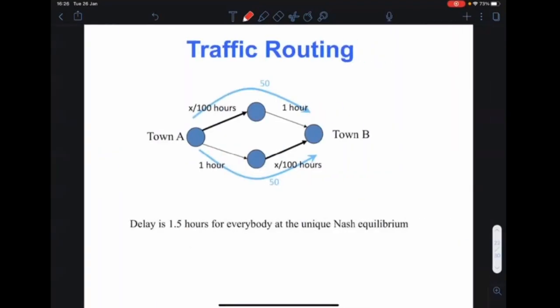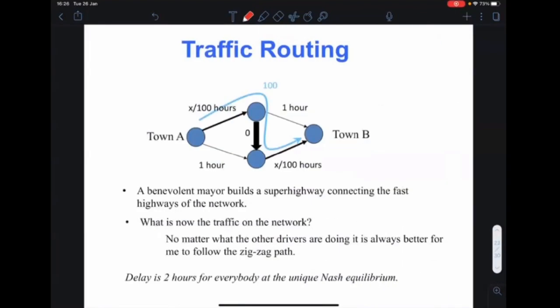Okay, let's look at another example. We've got a slightly more complicated case. We have additional nodes in between, and we still have 100 drivers. And you can see that if you do that, this Nash equilibrium is basically 50 up, 50 down. Then you can calculate this delay is 1.5 hours, averaged across the drivers.